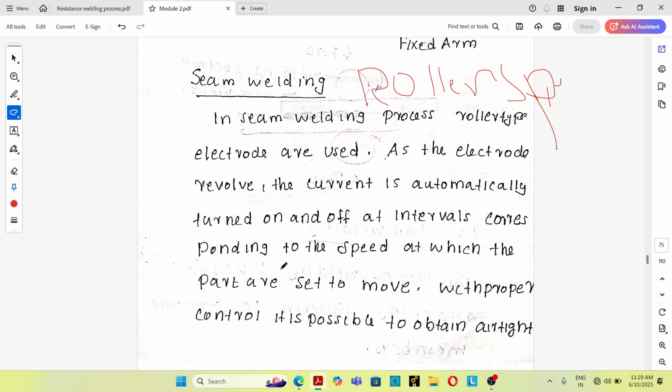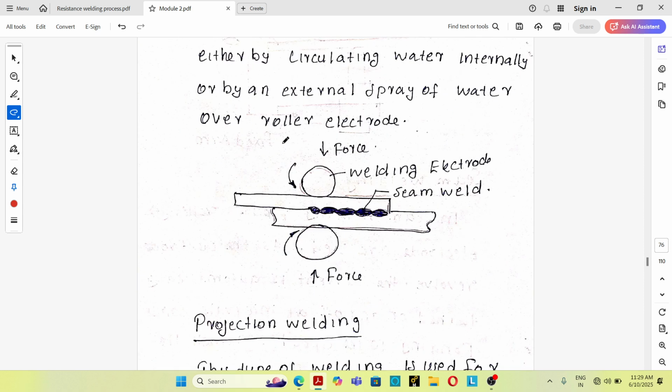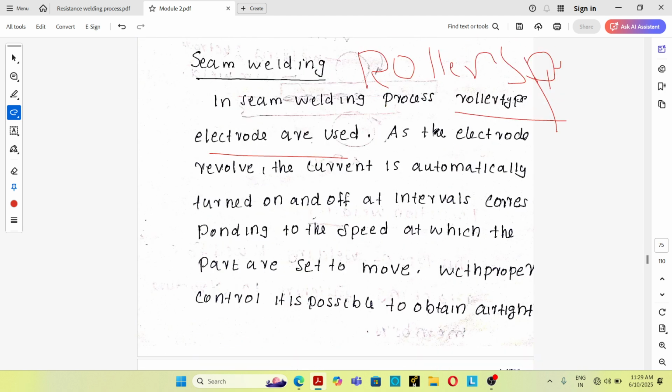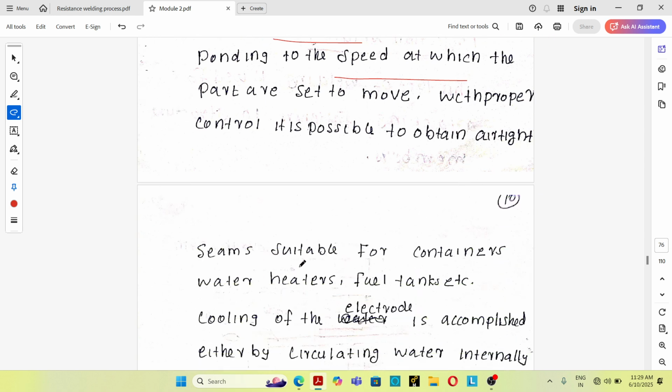In a seam welding process, roller type electrodes are used. This is the figure of the seam welding process, which uses roller type electrodes. As the electrode revolves, the current is automatically turned on and off at intervals corresponding to the speed at which the parts are set to move. With proper control, it is possible to obtain airtight seams suitable for containers, water heaters, and fuel tanks.